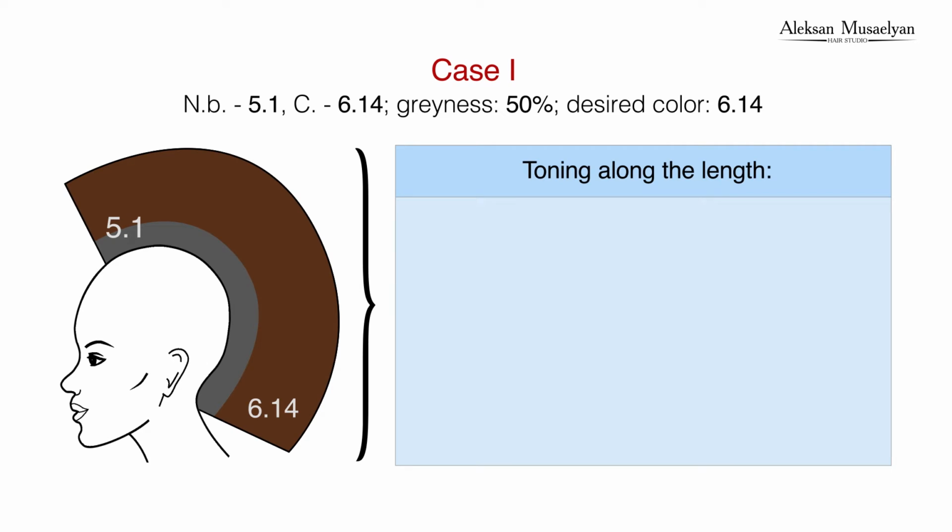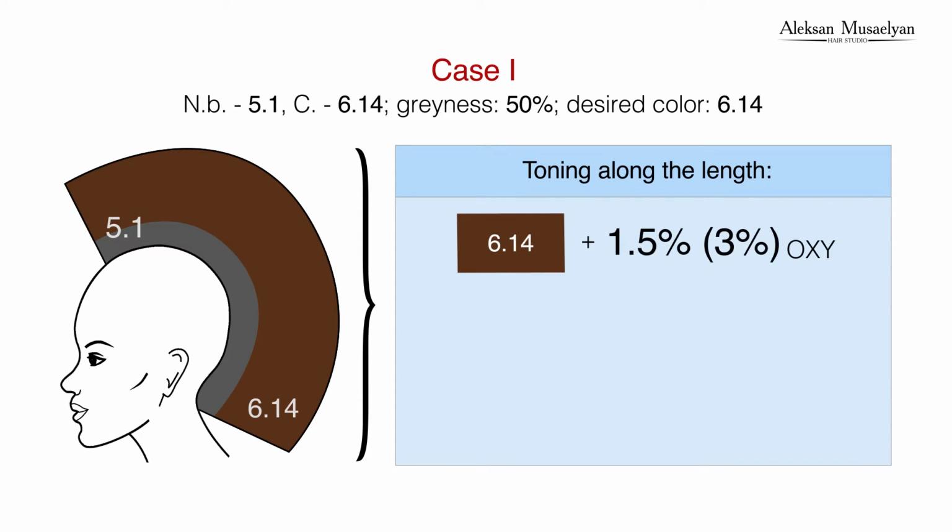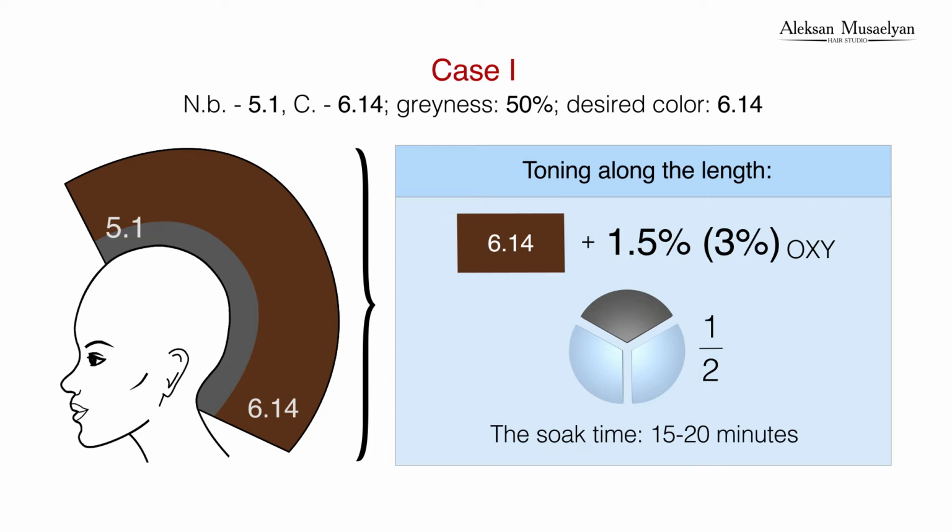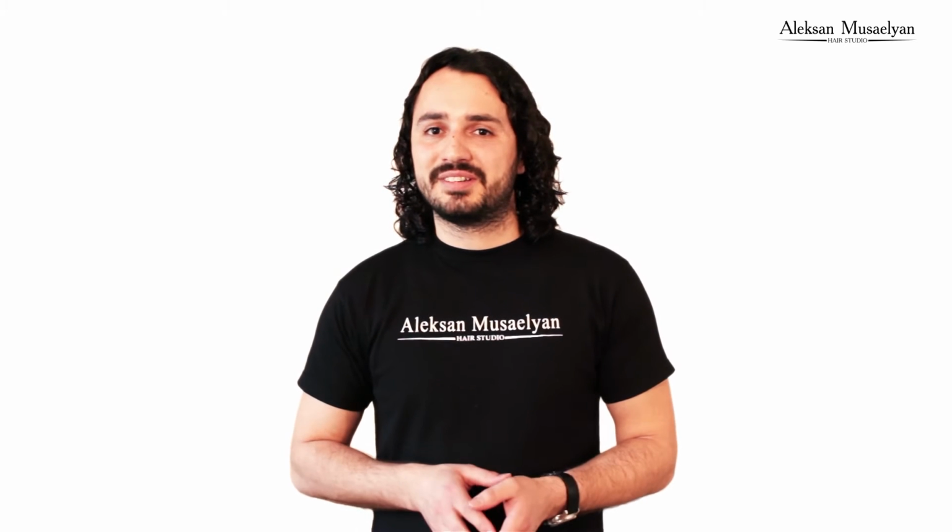After that, in order to tone the hair along the length, we have to apply the 6.14 colorant with 1.5 or 3% oxidizer in the ratio of 1:2 and keep it for 15 to 20 minutes. Every experienced stylist faces a situation when shortly after gray hair appears, clients want to have a color that is a couple of tones lighter than the natural one and includes some stylish color nuance.